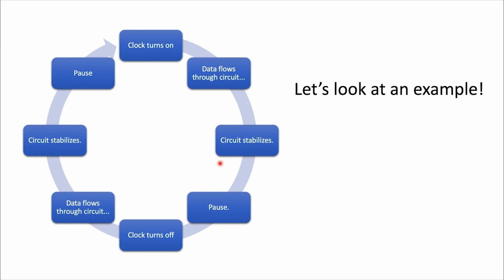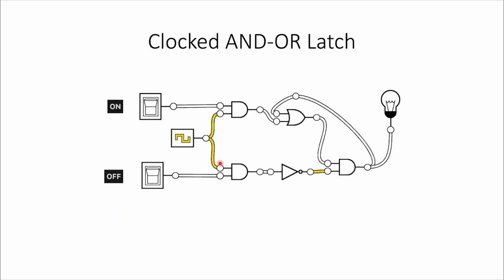Let's look at an example. We're going to do a different version of the AND/OR latch that I introduced before, where I put this AND/OR latch on the clock. On the right-hand side, you can see the familiar AND/OR latch. Here's the OR, here's the AND, and here's the NOT gate. They're organized in the exact same way as they were in a regular AND/OR latch.